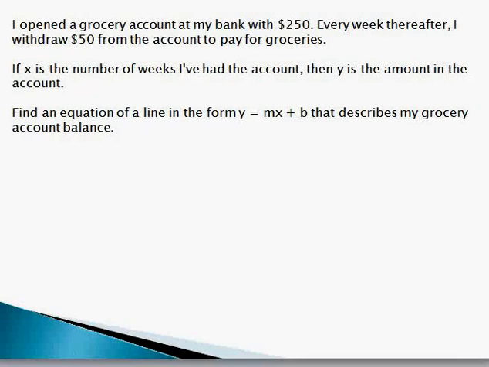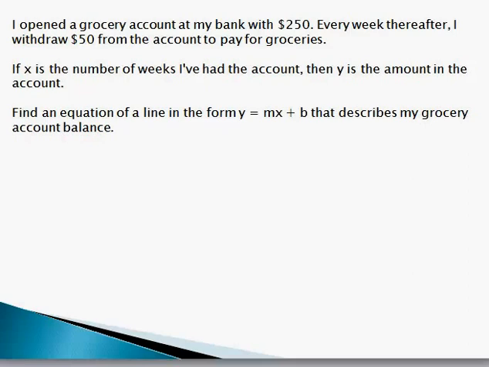I opened a grocery account at my bank with $250. Each week thereafter, I withdraw $50 from the account to pay for groceries. If x is the number of weeks that I've had the account, then y is the amount in the account. Find the equation of a line.